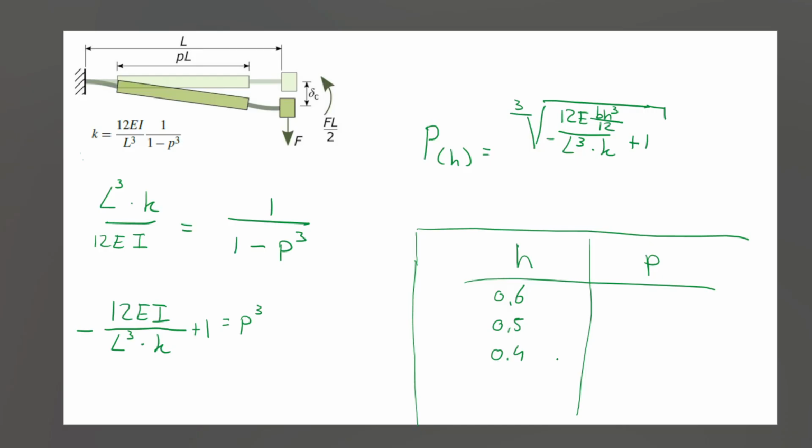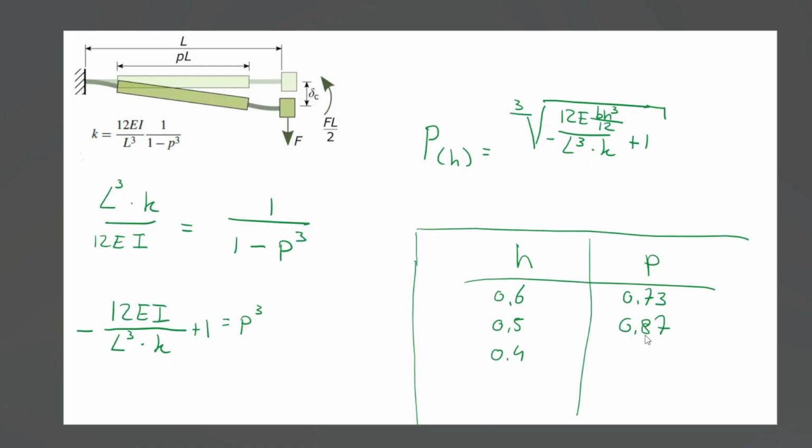So for the value of 0.6 we get a value of P 0.73. For 0.5 we get a value of approximately 0.87. Wait, sorry, I am doing it wrong. This is the buckling formula. My bad, my bad. Or is it though? Sorry, I'm a bit confused here.